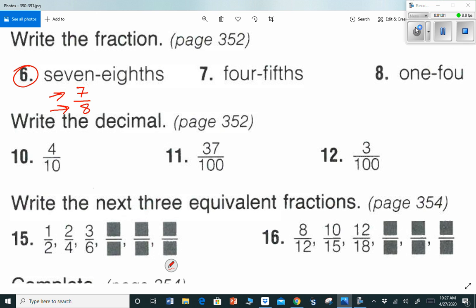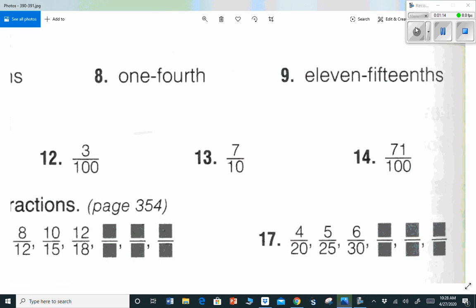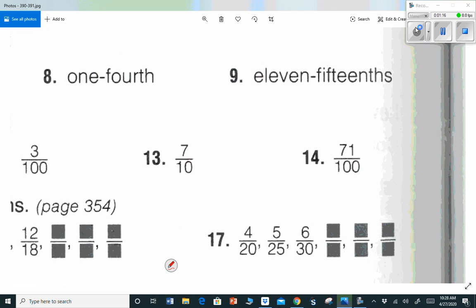Number 7, 4/5 is 4 over 5. Number 8, 1/4 is 1 over 4. And number 9, 11/15 is 11 over 15. Now I'm hoping you could also draw a picture for each of those. We're not going to draw a picture for number 9 because the numbers are kind of high, but go ahead and draw a picture for number 8, 1/4.